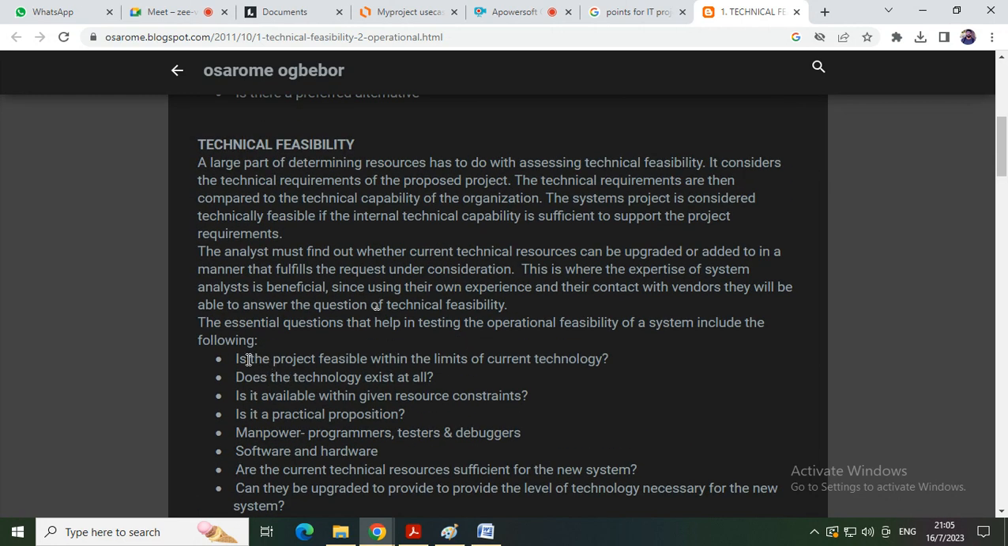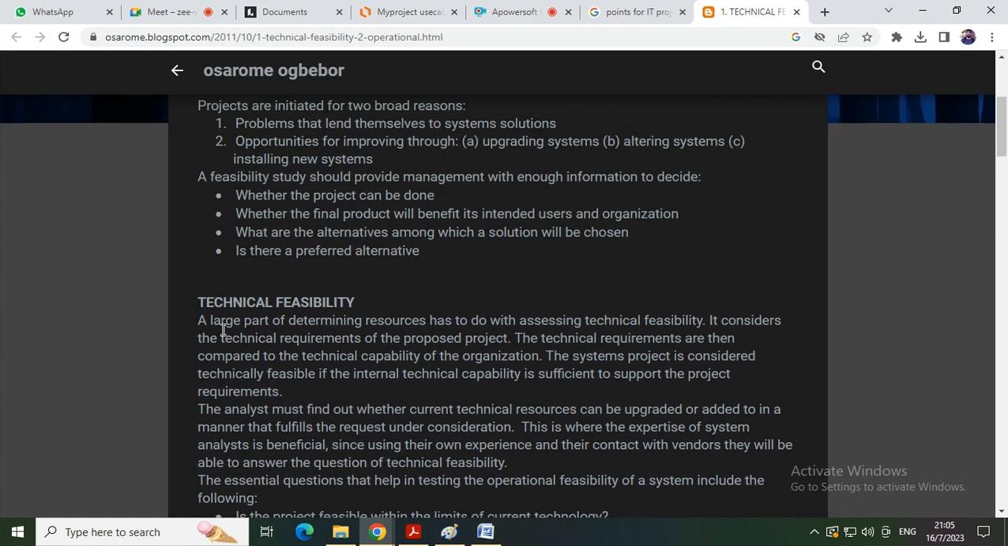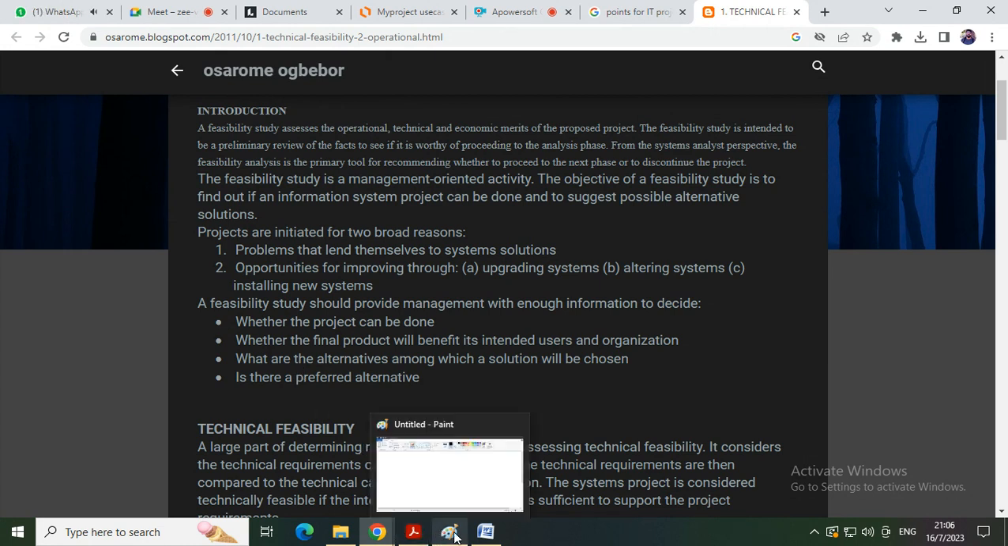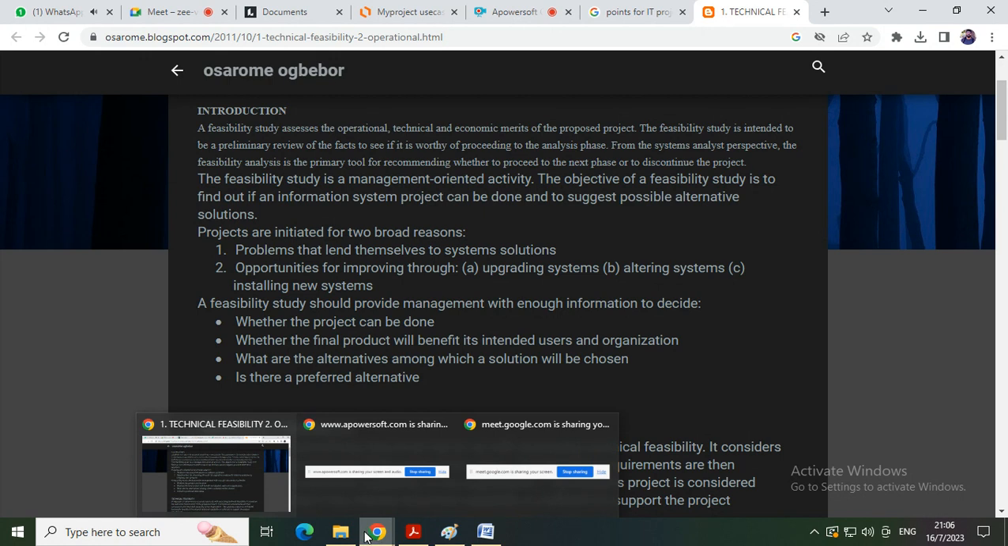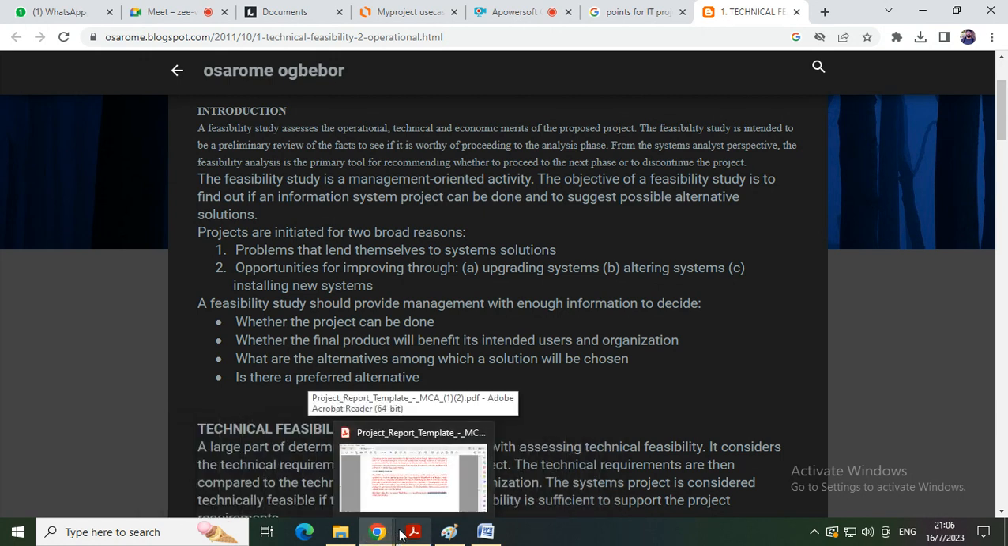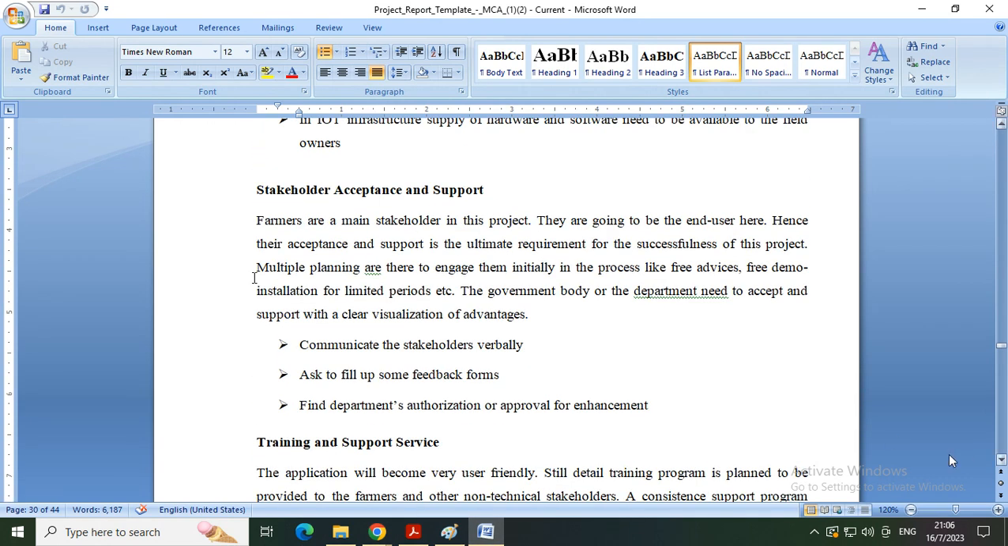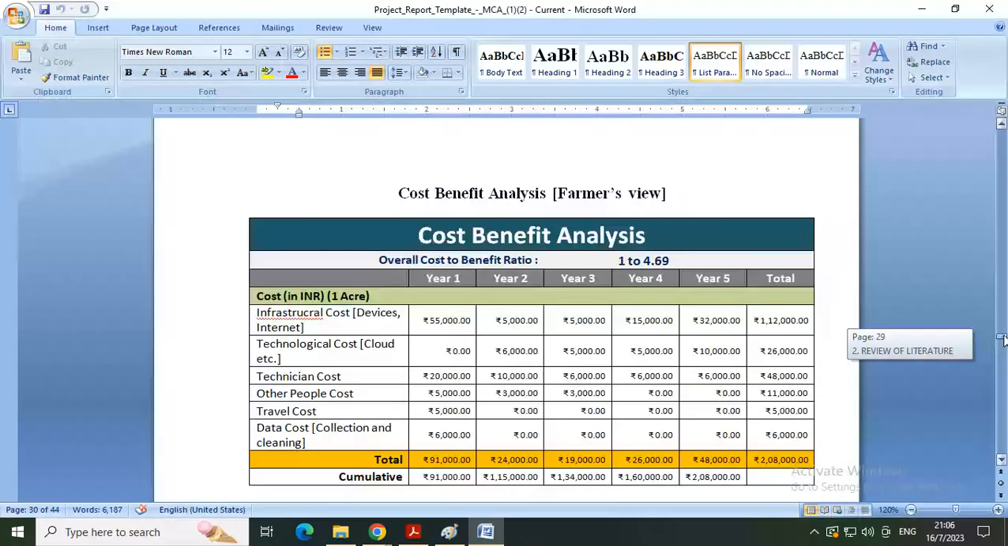If some of you want to answer one or two of these questions, then you can tell me, please, right now. Otherwise, we will go for cost benefit analysis. Okay, fine. Then we can move to the cost benefit analysis.